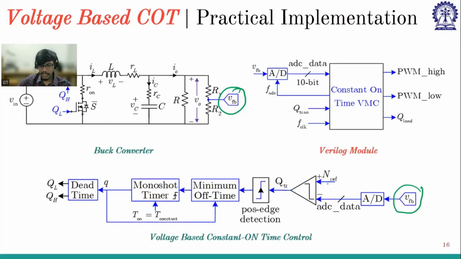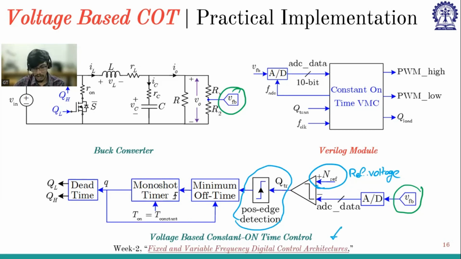So this is being compared with that reference voltage, which is again digital. It is being compared, and then it triggers the constant on time module that we have, and we have discussed why we need a minimum off time. This was discussed in week number 2, so I'm not going into the details of this one. If you still face any confusion, you can go through it. So this is constant on time plus minimum off time.